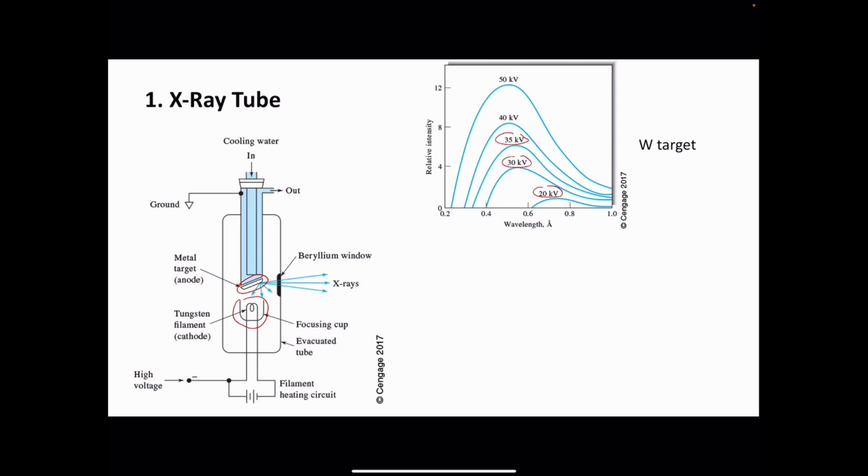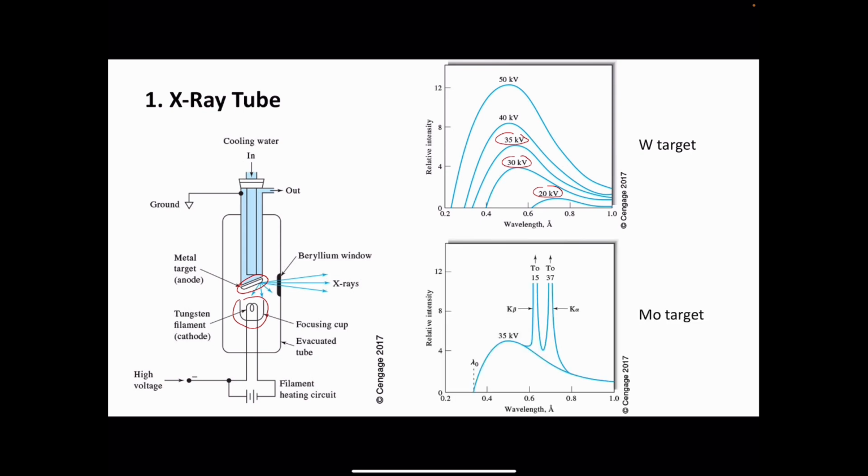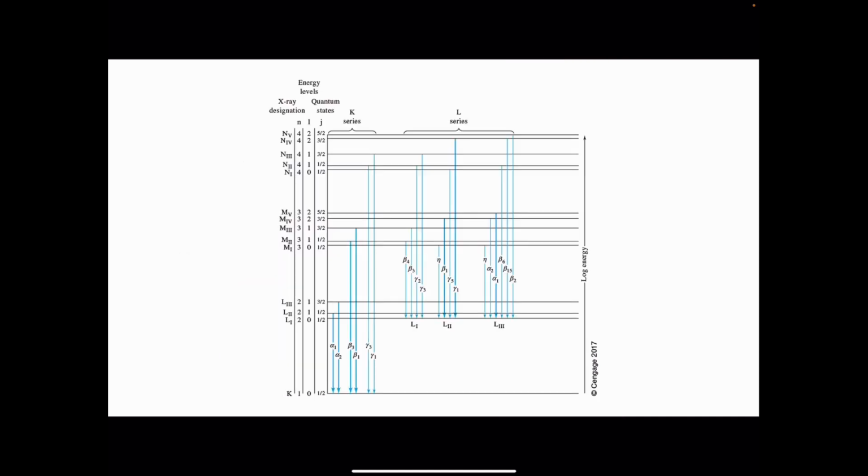Now, under some conditions, a line spectrum is superimposed on the continuum, as you can see here in the case of a molybdenum target. For both spectra, however, the short wavelength limit, or lambda naught, is dependent on the accelerating voltage. So how do we get line spectra from these electron beam sources? Well, when electrons bombard the target elements, their core electrons are ejected, and other electrons fall down from higher energies to fill these core vacancies.